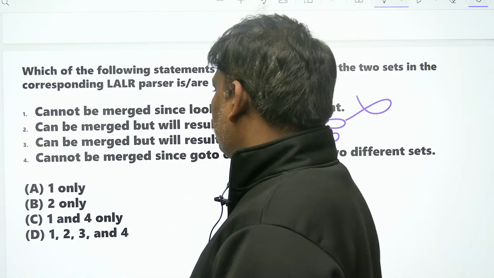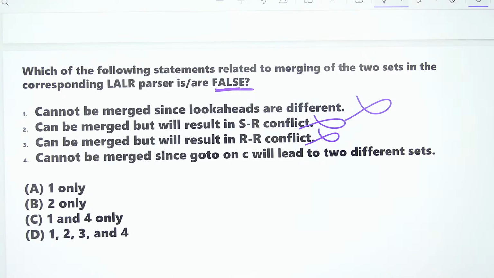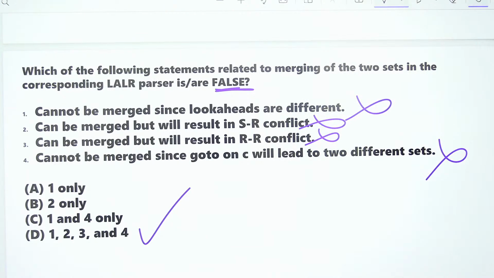Which one is false? He is not asking which is true. Which one is false? Can be merged. I think all are false. Check, he is asking which one is false. I think all are false. 1, 2, 3, 4 are false. I think D is the answer.